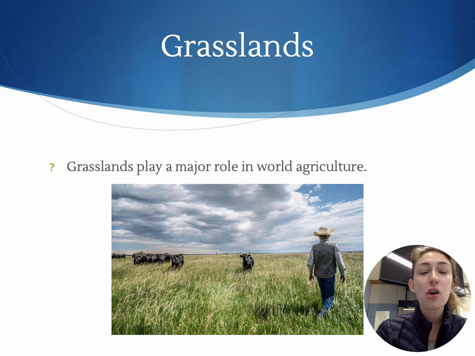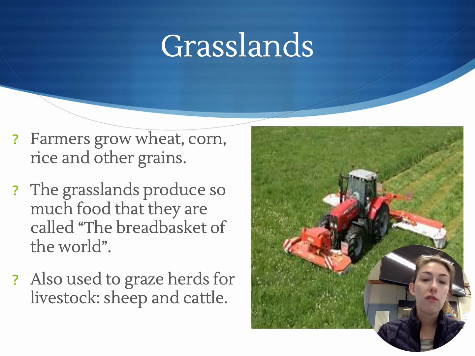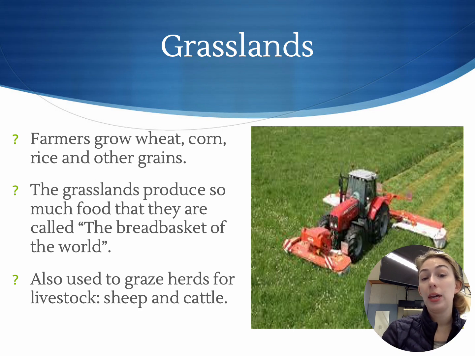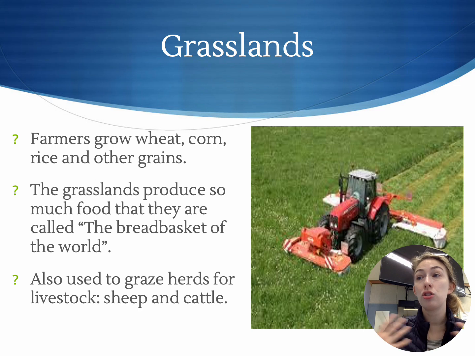Now, grasslands are widely used for agriculture because you don't have as much of that rocky terrain. You get ideal amounts to grow things. A lot of times you have to transport water, though. Farmers in these grasslands are known to grow wheat, corn, rice, and some other grains. Grasslands are known as the bread baskets of the world because they produce all the things we need to survive, right?